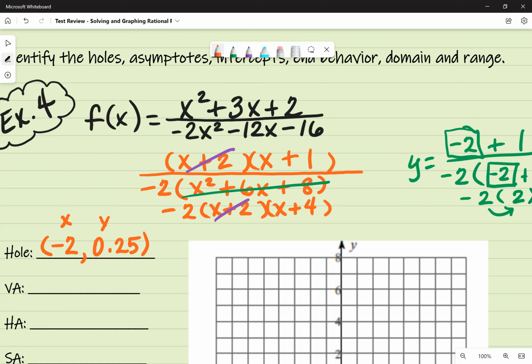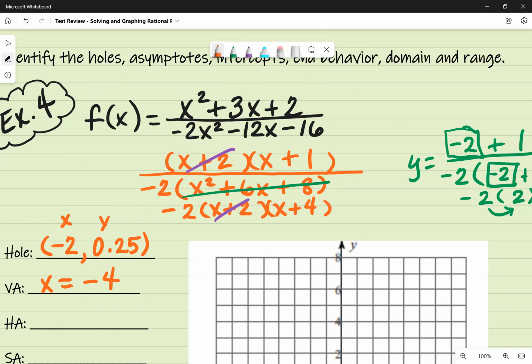All right, now my vertical asymptote is going to be found by looking at what's left over in my denominator. Do not include the hole. And again, you're doing the same thing. What can I put in the place of x that will make it equal 0? Now, my vertical asymptote is identified by x. So we're going to say x is equal to, in this case, -4, because that will make it equal 0.